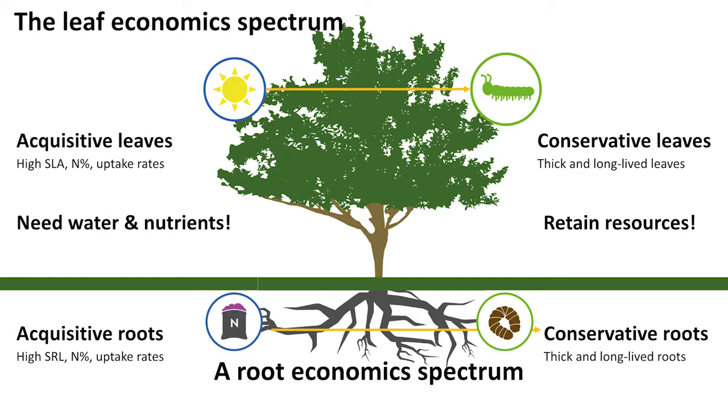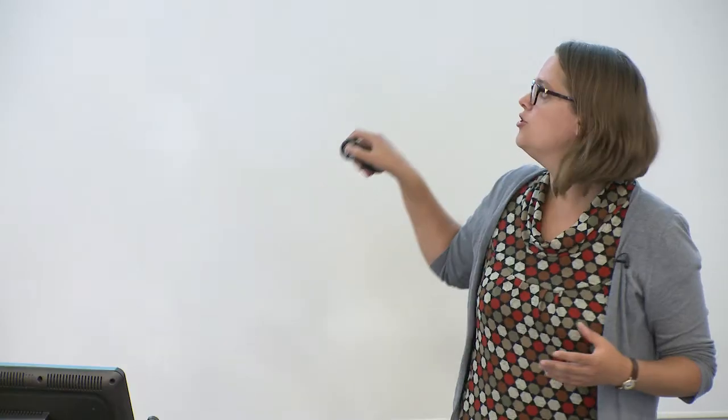And this root economic spectrum would thus range from an acquisitive root trait syndrome to a conservative root trait syndrome, and it is expected that this root economic spectrum operates in parallel to a leaf economic spectrum, so that species with conservative roots also have conservative leaves, and that these trait spectra are represented by parallel functional traits.